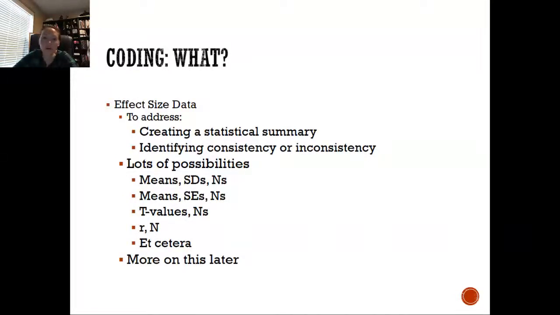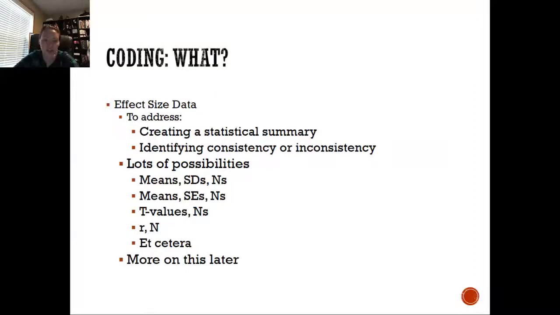So, what are we going to code? The first thing that we need to code is effect size data. In order to create that statistical summary, and in order to identify if it is actually consistent or inconsistent across the studies, we have to have the effect size data because this is essentially what we're doing in meta-analysis. We're trying to look at what the effect size is through the literature and summarize that in an empirical fashion. And there are a ton of possibilities with effect sizes, and so we're going to talk about these a little bit later.